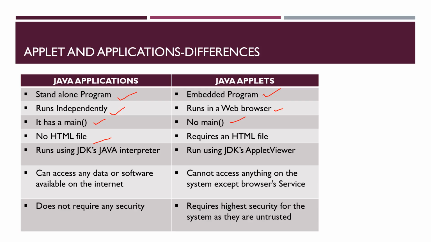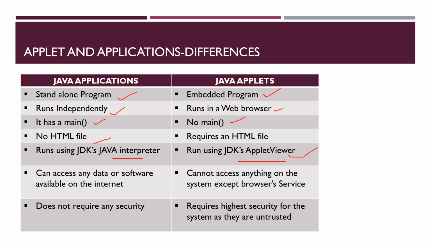On the other side, an applet is executed by the browser or applet viewer. Unlike a Java application, applets need a browser with the Java plugin. So, normal Java programs run using the Java interpreter while applets run on the applet viewer or applet window.